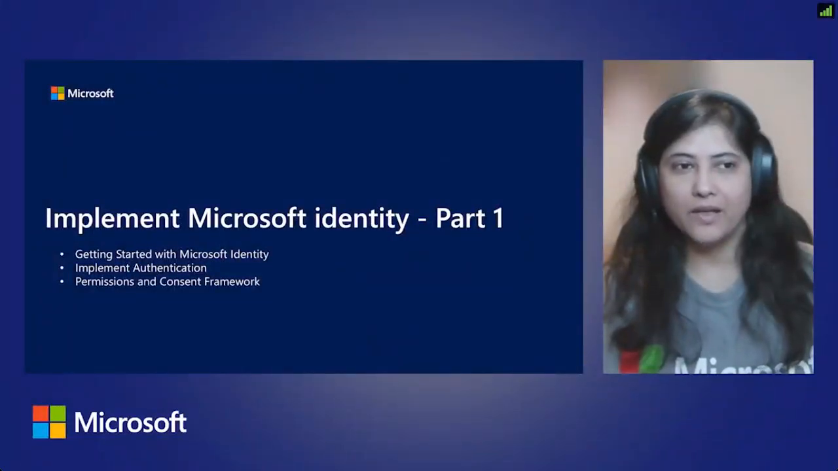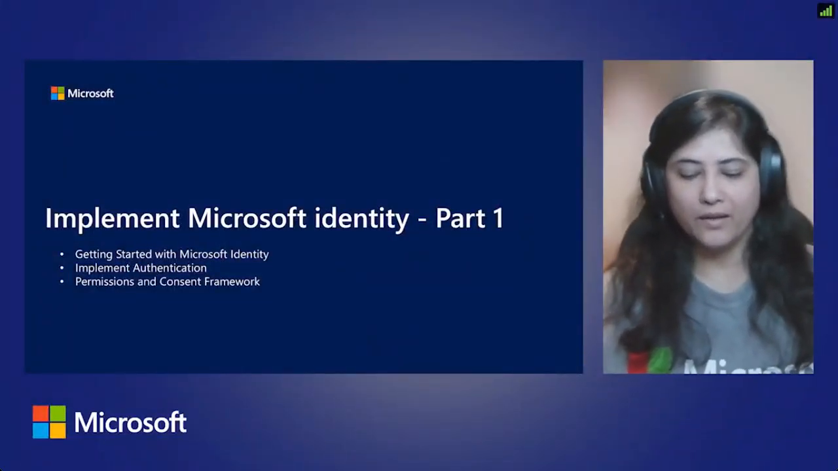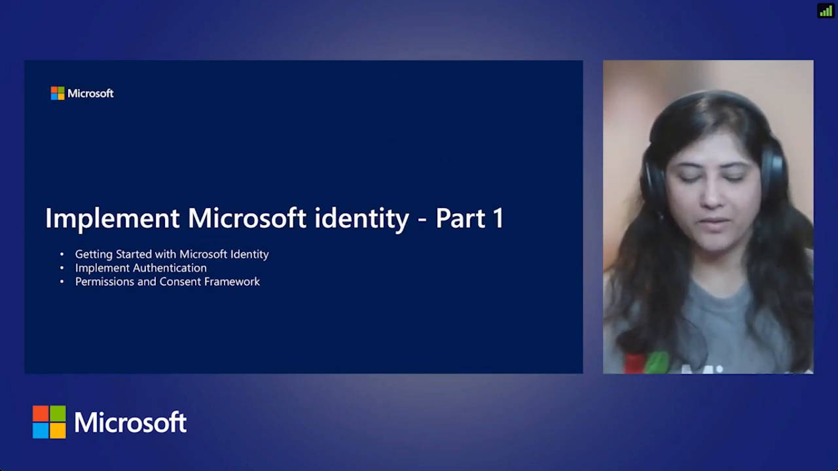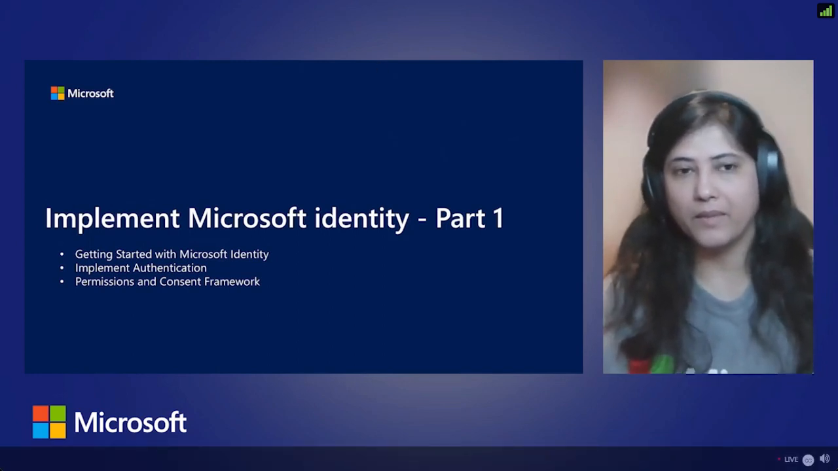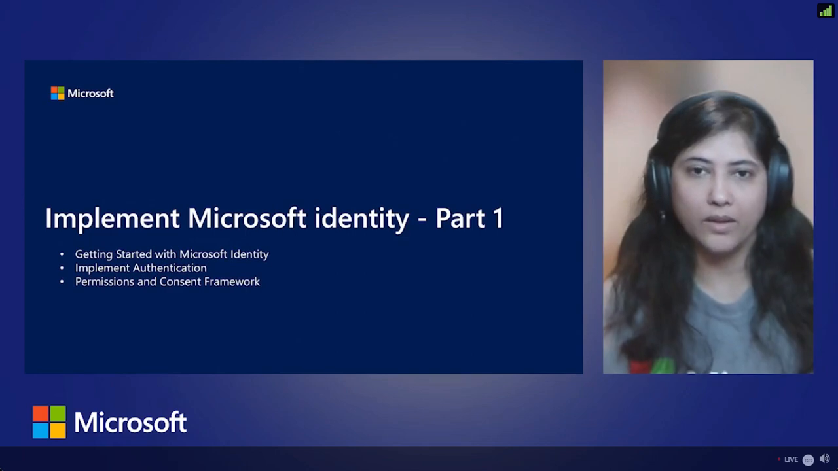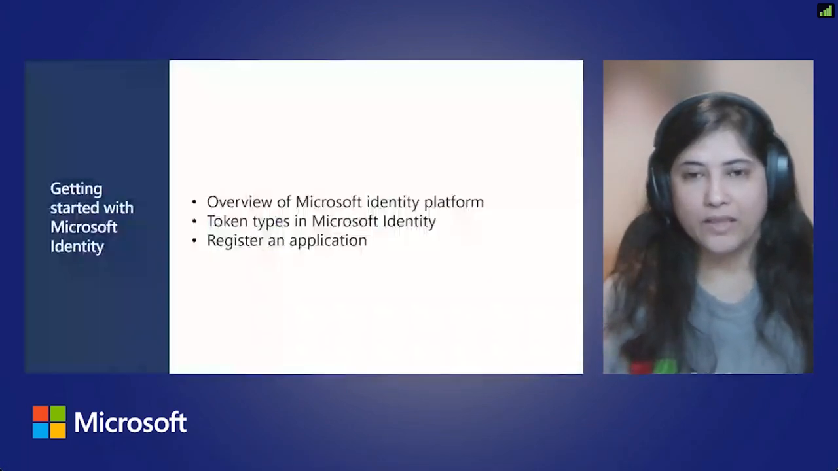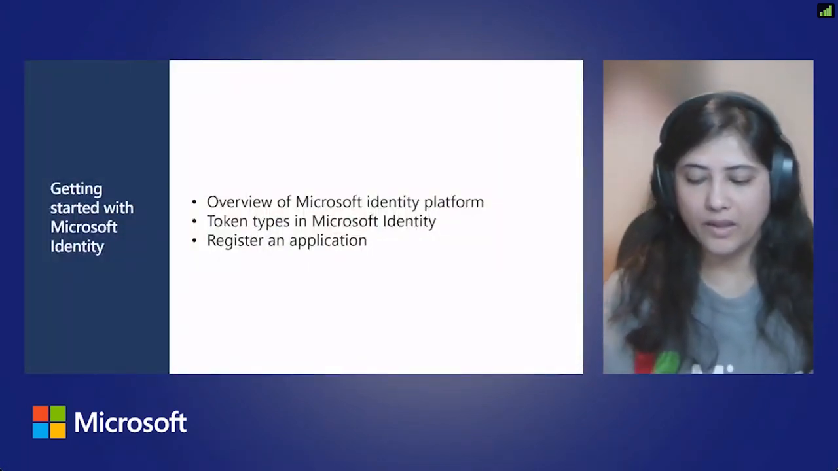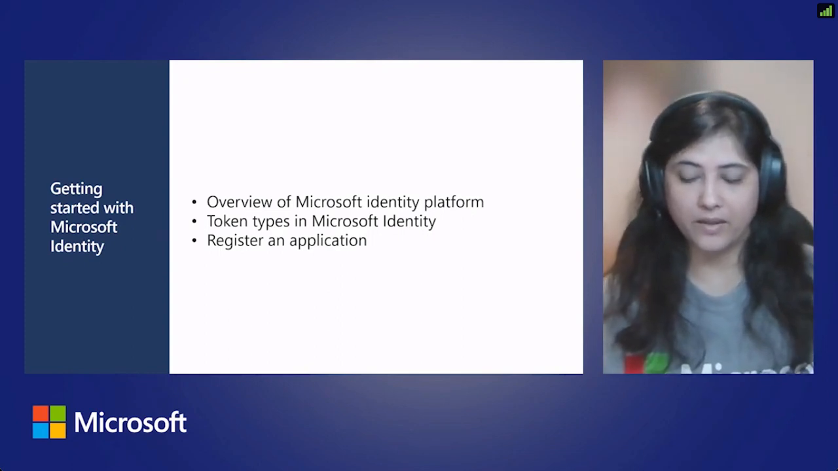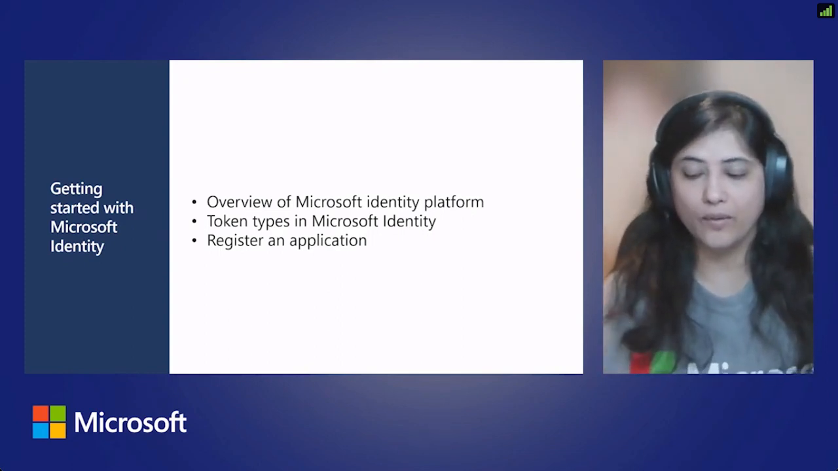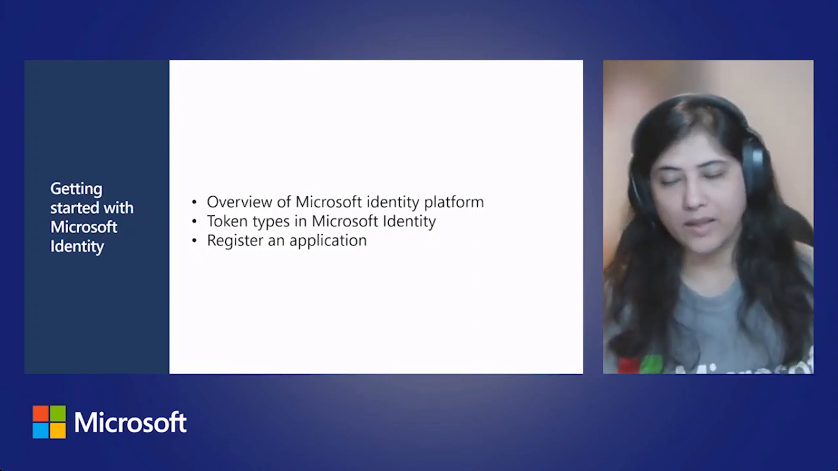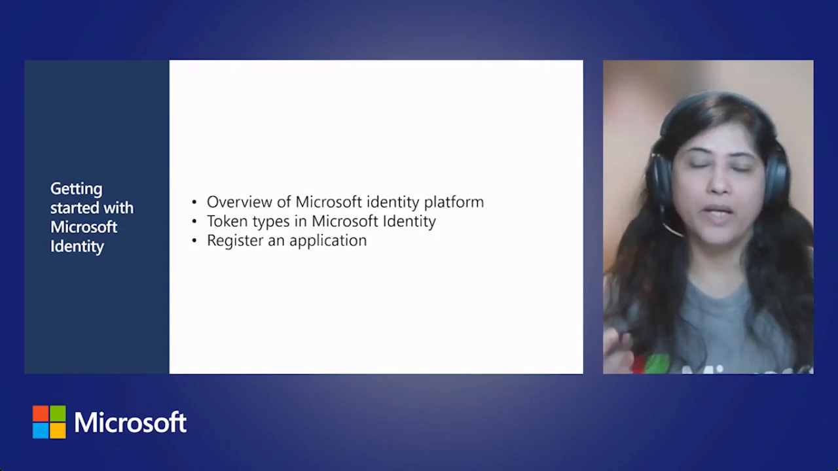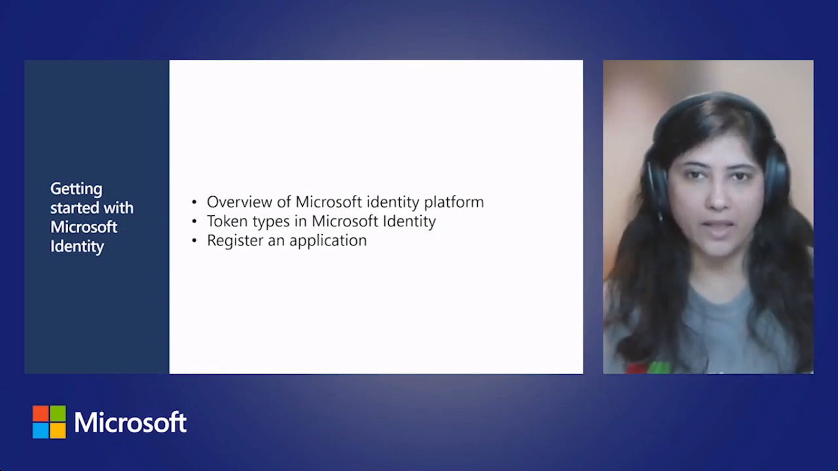So we're going to start with our module 1, where we will learn about how we can get started with Microsoft Identity, implement authentication and permissions and consent framework. So let's look at implementing Microsoft Identity part 1. So first of all, let's understand how we work with Microsoft Identity platform. So for that, we need to get the overview of Microsoft Identity platform. We need to learn what are the token types in Microsoft Identity platform and also how we can register an application.